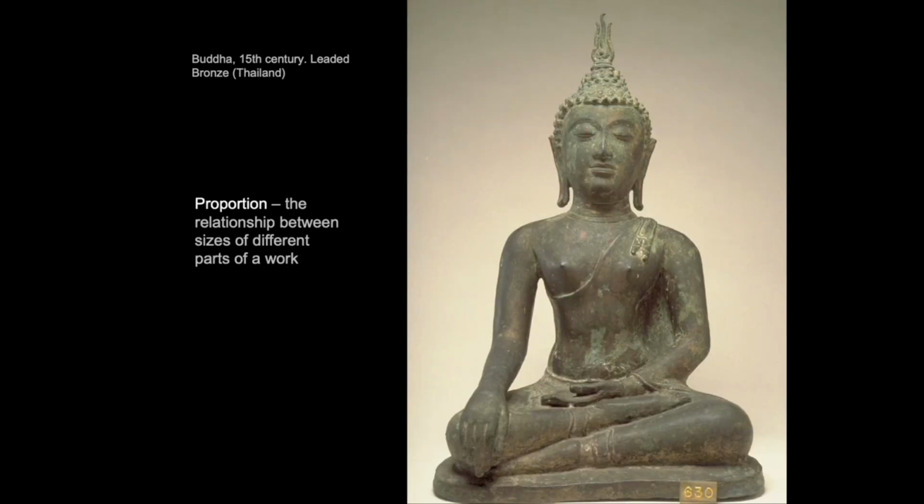Next, let's talk about proportion. Proportion is the relationship between sizes of different parts of a work. This is a Buddha sculpture from the 15th century, Thailand. Proportion would be the head in relation to the size of the torso, in relation to the size of the arms. These Buddha sculptures were made with ideal or perfect proportions because the Buddha is seen as the ideal example of how you should live.